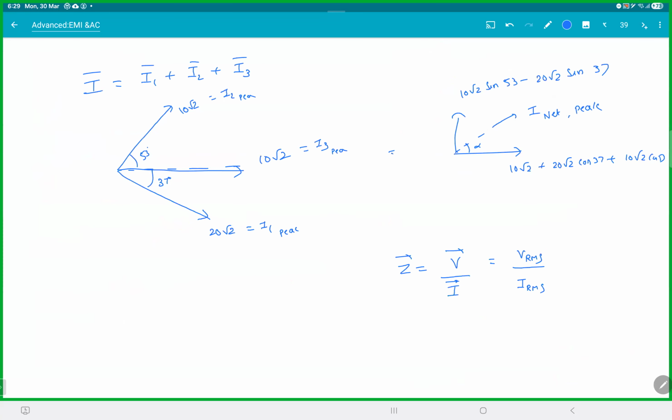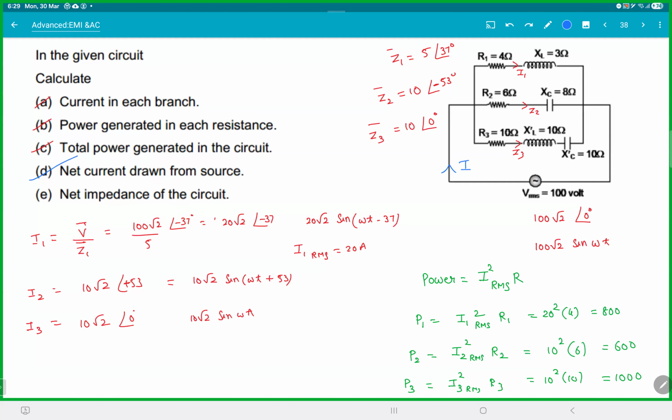Any doubts on this question? I hope you understood what we did with each section. You should definitely try this on your own again.